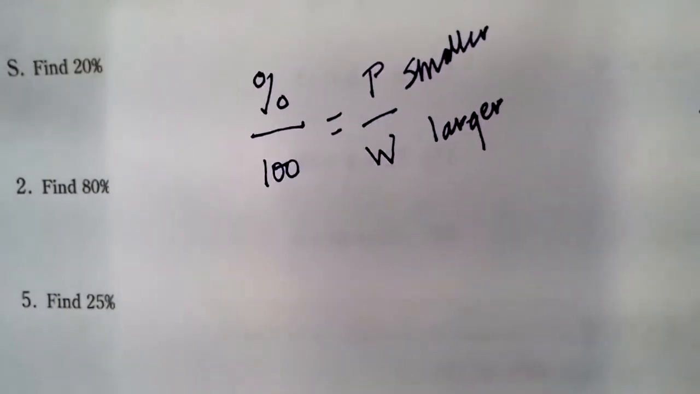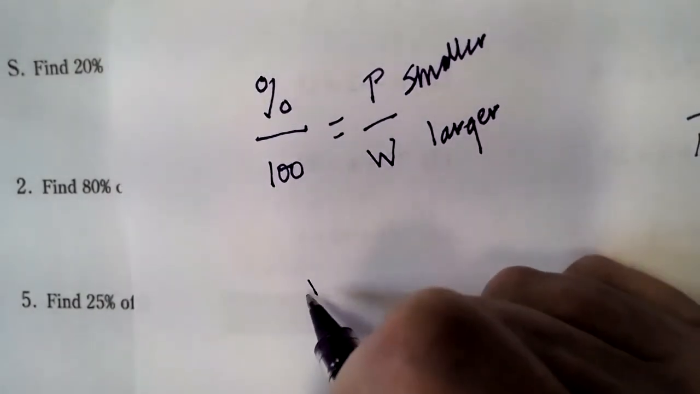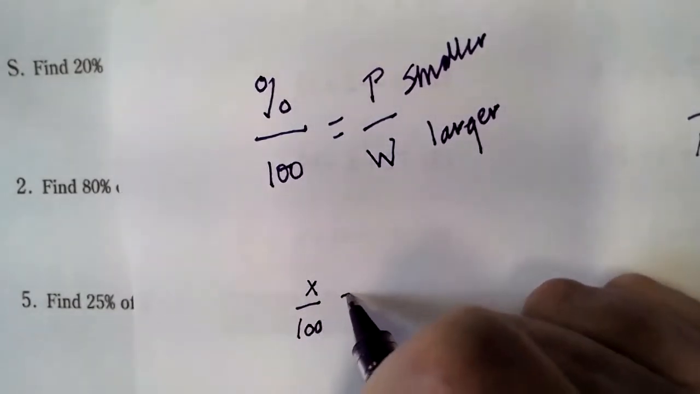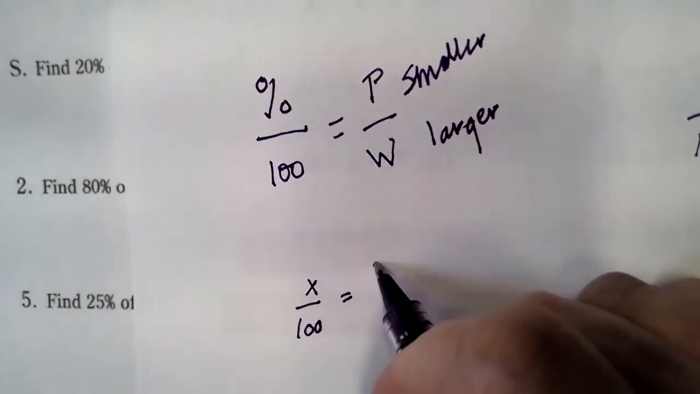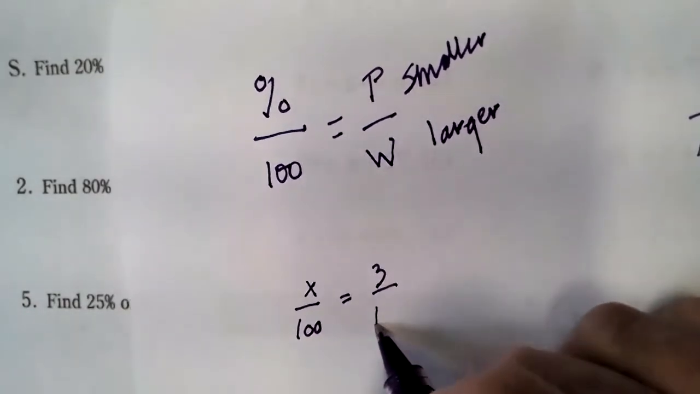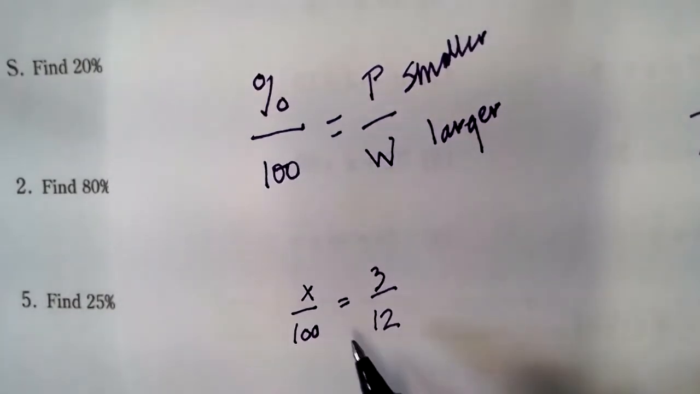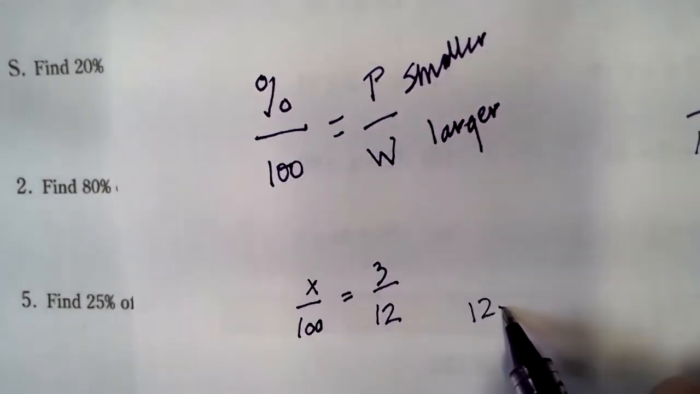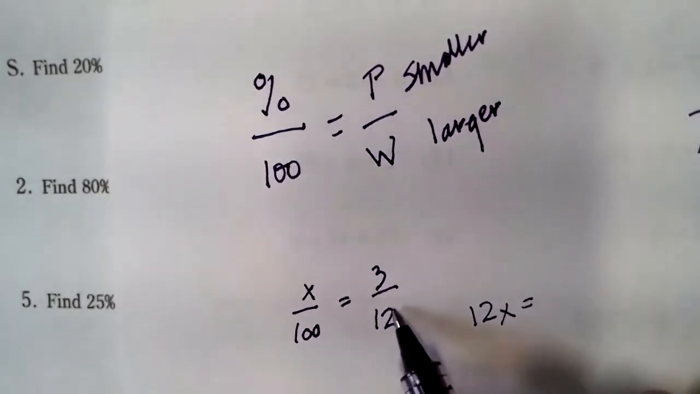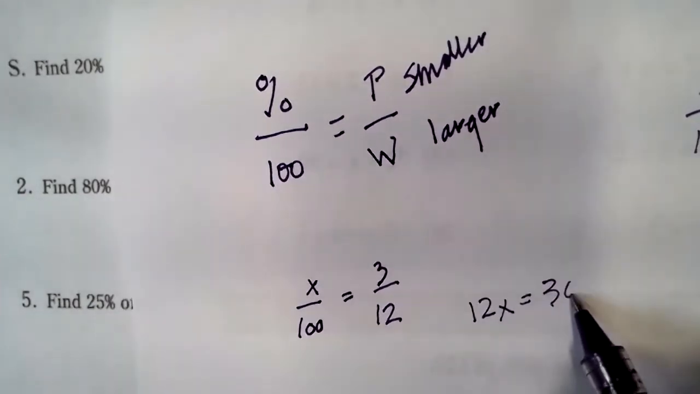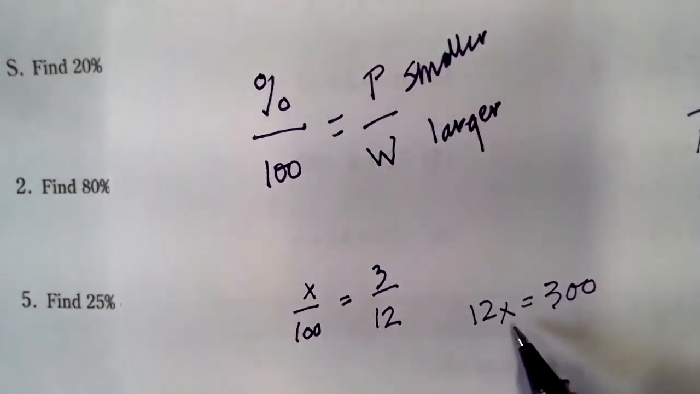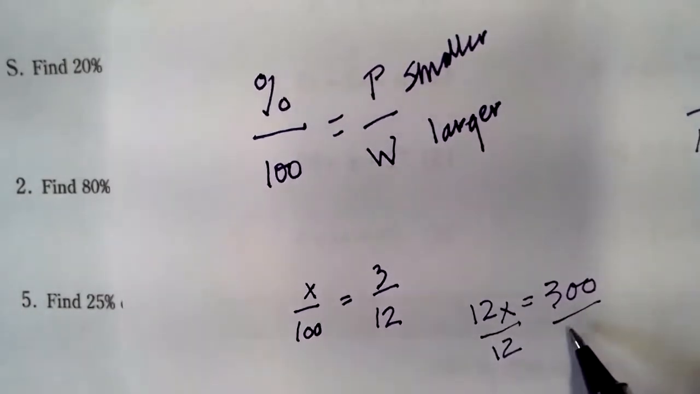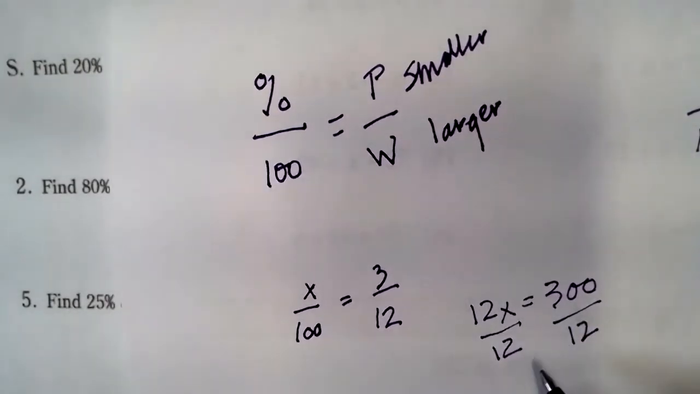So let me move this up. The percent is what we don't know. So x over 100, that stays the same. And it was 3 of 12. And again, you're just going to cross multiply. x times 12 is 12x. 100 times 3 is 300. Another algebraic equation, you need to get rid of that 12. You're going to divide it out of both sides.